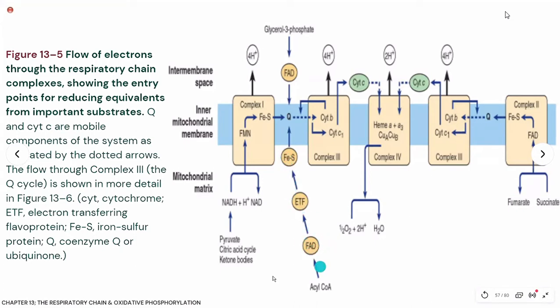So where do they get the substrate? So what are the substrates for complex 1? We have your pyruvate, citric acid cycle, and ketone bodies. Okay. For complex 2, you have your glycerol phosphate, succinic acid, and then you have acyl-CoA or fatty acid CoA, activated fatty acid. Okay, transfer its hydrogen. And you can see hydrogen is extruded.